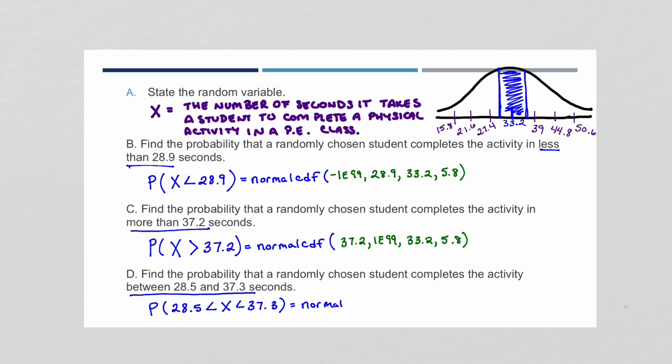Again, we will defer to a normal CDF. And this time we can see that our lower bound starts at 28.5. Our upper bound stops at 37.3. And then again, our mean and our standard deviation remain the same. So we have all these pieces ready to go. Now we can go into our calculator and we can answer these. So I'm going to hop over there, make sure that you have your graphing calculator available so that you are able to follow along and do this with me.